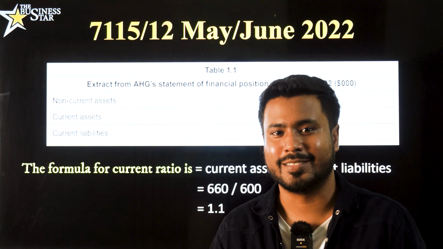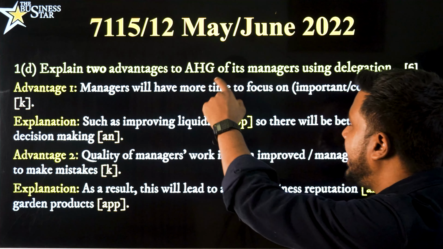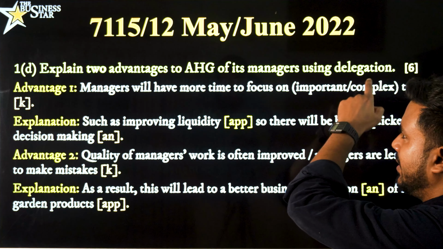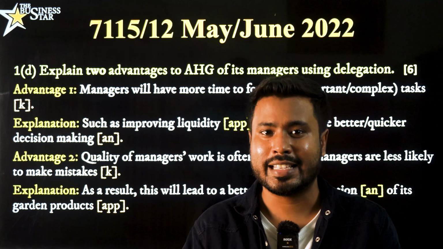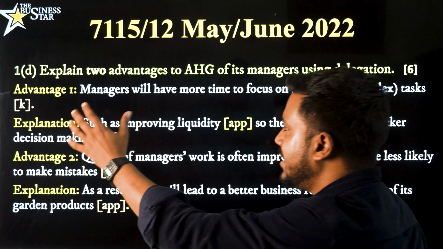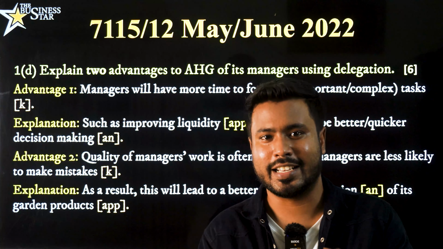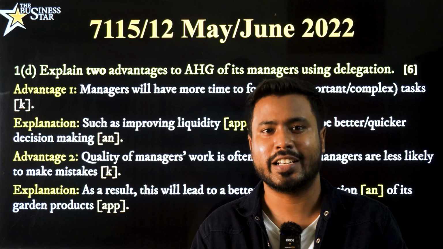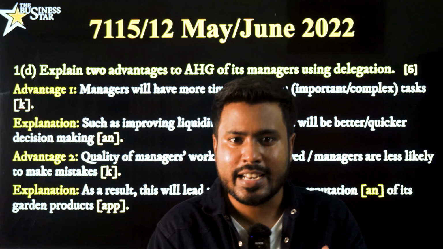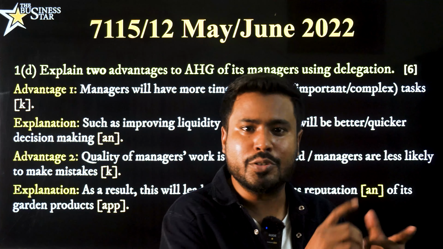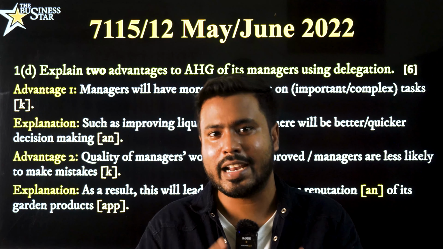Moving on to question number 1D: explain 2 advantages to AHG of its managers using delegation. See, it's of 6 marks. Remember, 1D, 2D, 3D, and 4D are all exactly 6 marks. So when we are going to write the answer, we need a combination of knowledge, application, and analysis. We can even swap it into knowledge, analysis, and application. So in the starting, we are going to use knowledge. Then we can do a combination of application and analysis, or analysis and application.